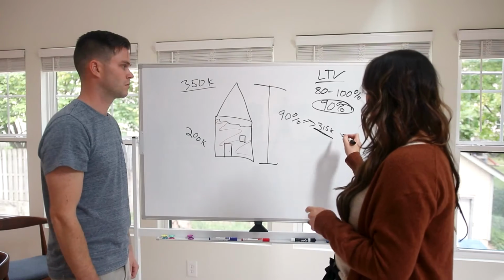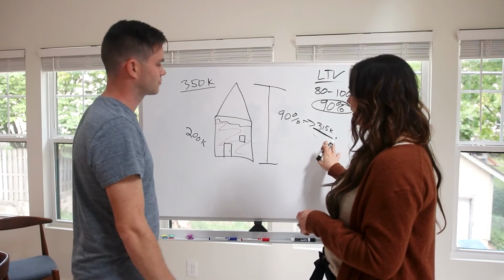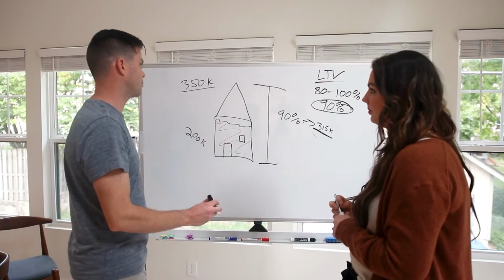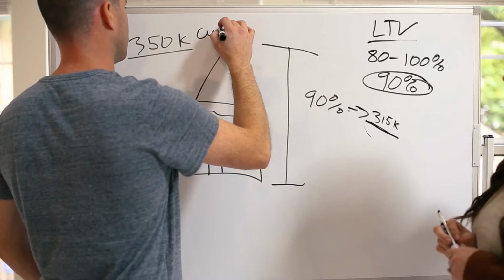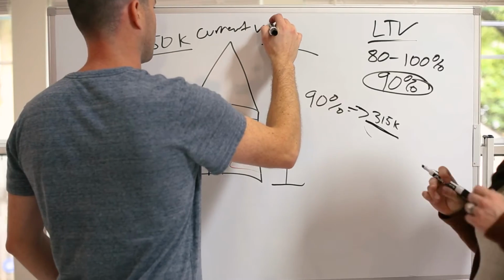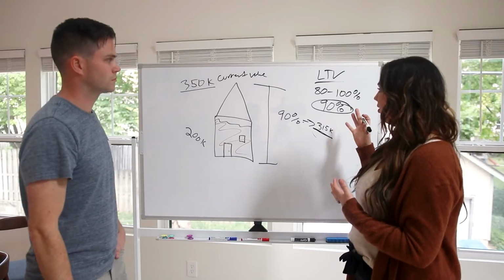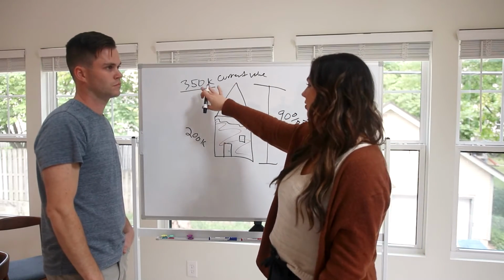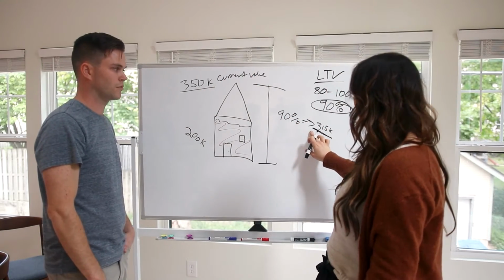So Brett, you got this number, $315,000. That is 90% of this, correct? Which is the appraised value, the current value of the home. Right. So your lender is going to be willing to give you 90% of the current value of your home, which is $350,000, in the form of a line of credit.